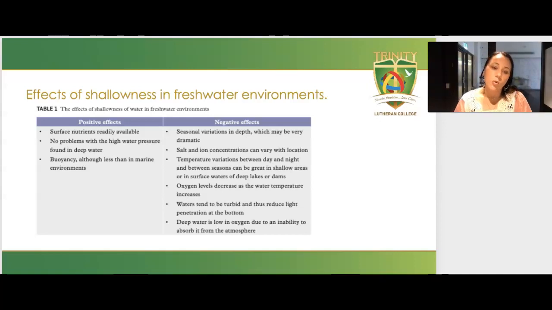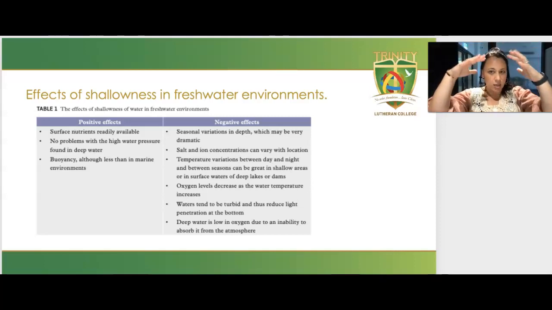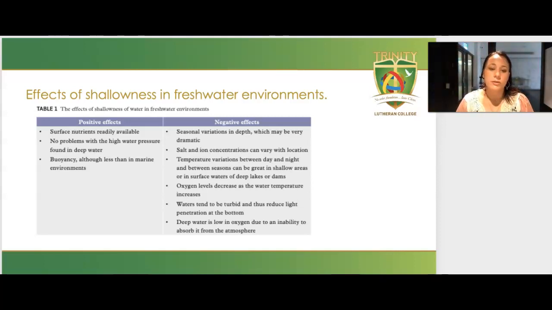Why would living in shallow water be a good thing? Well, it means nutrients are readily available, lots of food, especially if you are a photosynthetic organism. You get to float around in all this fresh water, just soaking up sunlight. There's no problem with water pressure because if you go really, really deep, more and more water stacked on top of you, that gets a lot of pressure, and that means you can't have things like jellyfish living very far down in the oceans because the pressure will squish them.